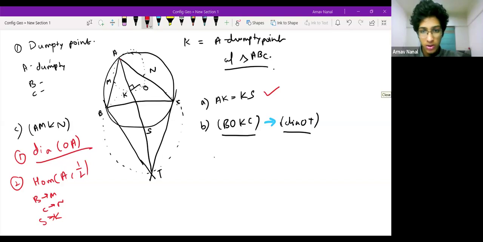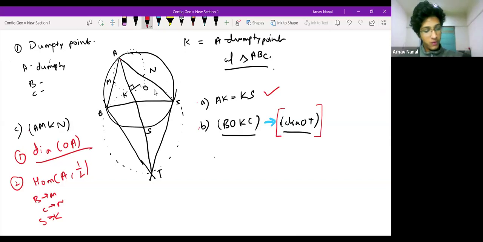Okay, so you didn't miss quite a lot, we just started. We are doing config geo today. So this is the first Dumpty point configuration. The Dumpty point is defined as the perpendicular from circumcenter to the symmedian, and these are the first few properties I've outlined: A, B, C. The proofs are outlined here. You can check and ask if there are any questions.